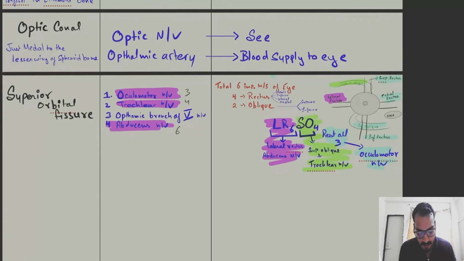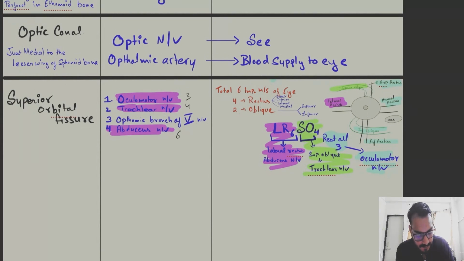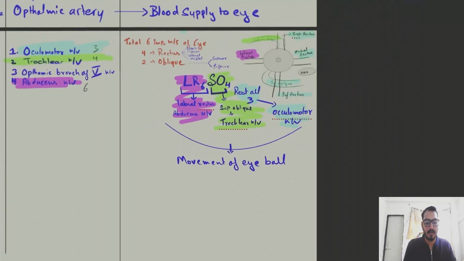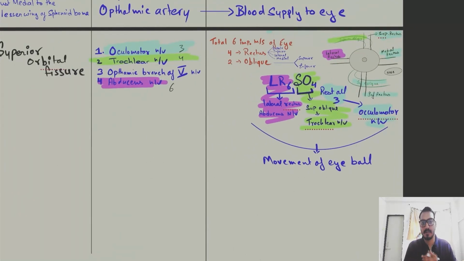So the functions of all these three nerves, the abducens nerve, the oculomotor nerve and the trochlear nerve, the function of these is movement of the eyeball. All these muscles are helping in moving our eyeball.